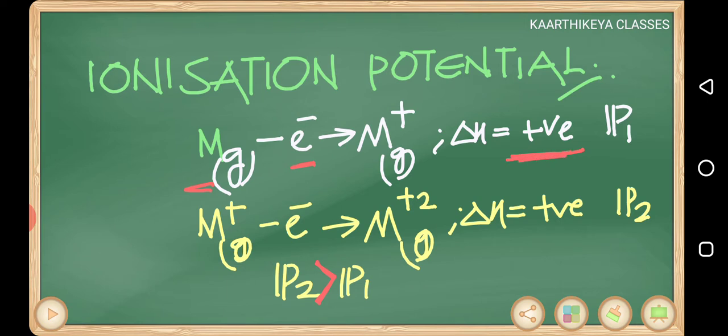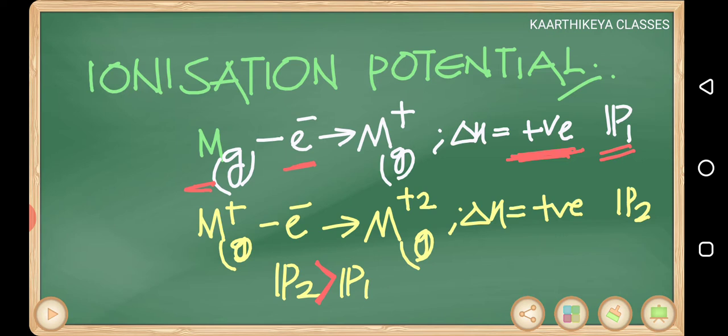You see here delta H is equal to positive. I mentioned delta H positive means it is endothermic. So here the amount of heat or energy required to remove an electron from a neutral isolated gaseous atom. This is given by IP1 or IE1 or simply I1.